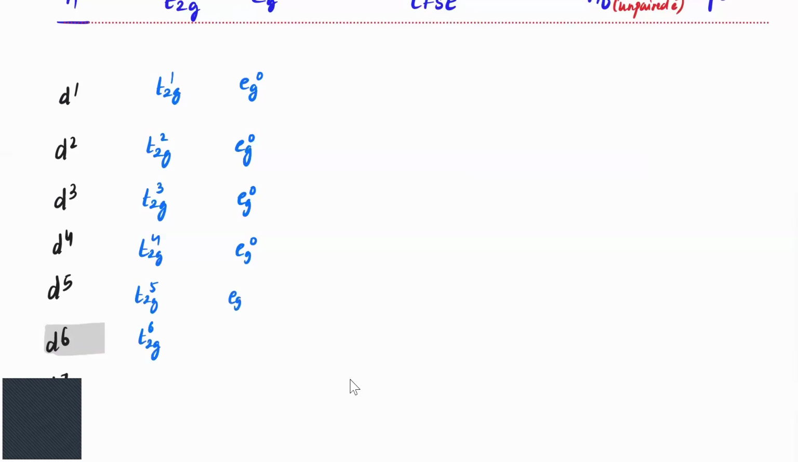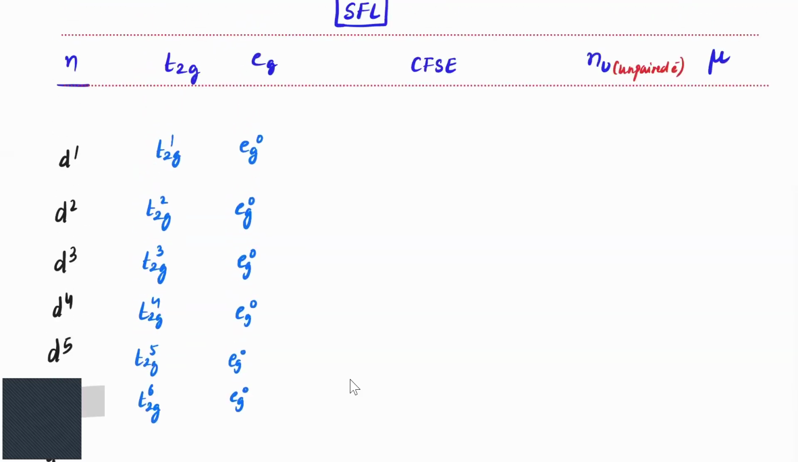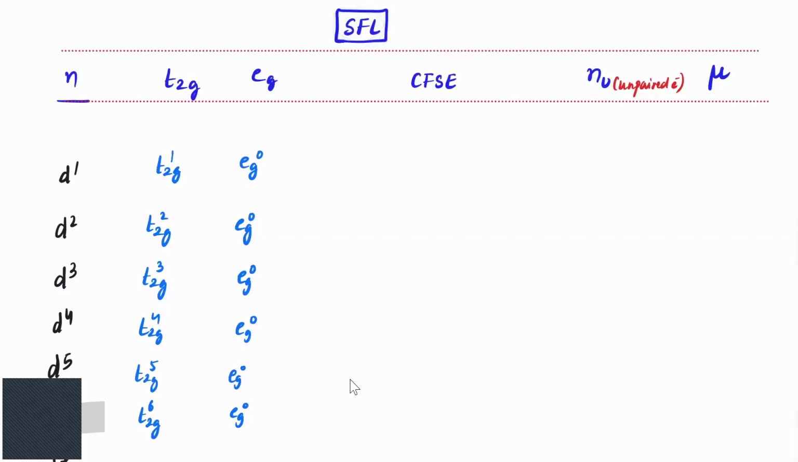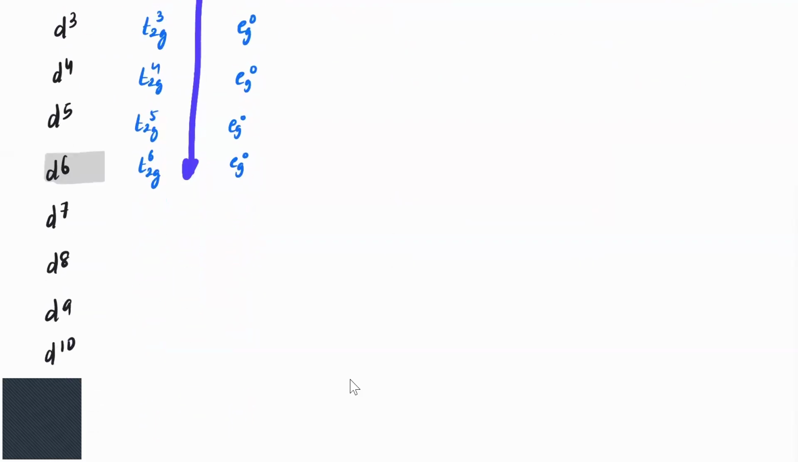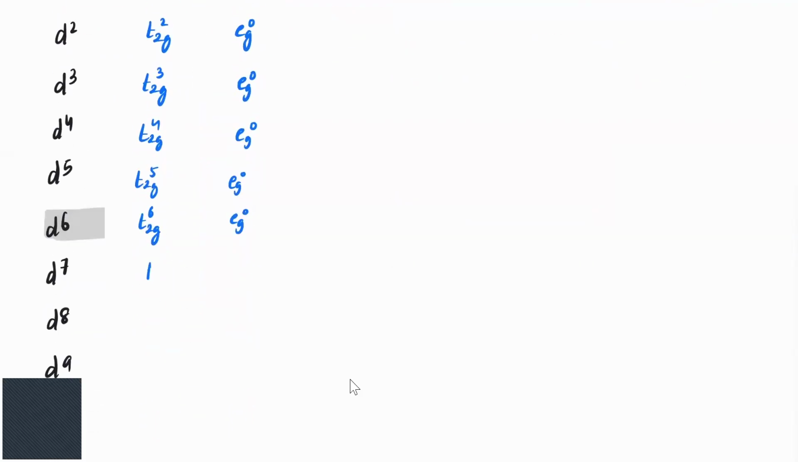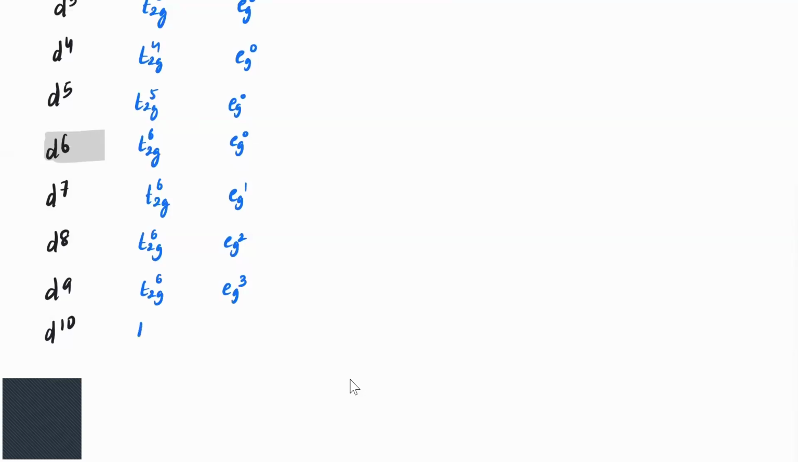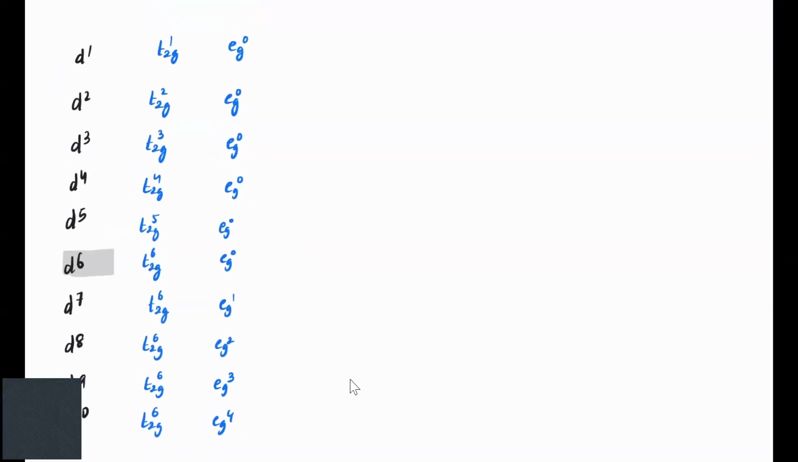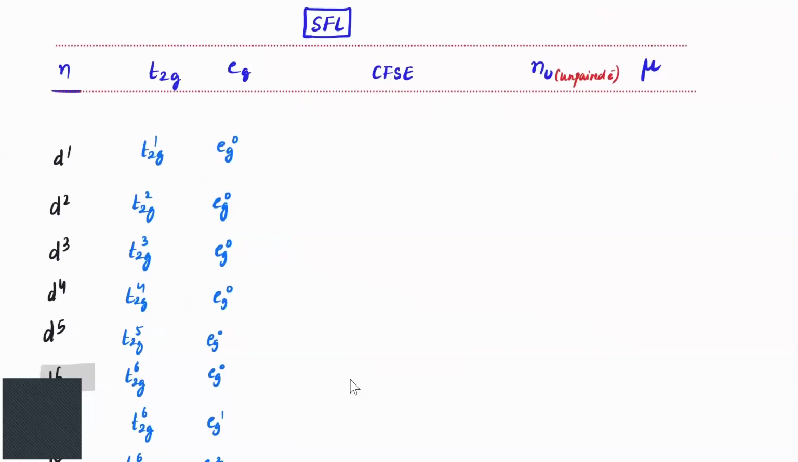Okay. Eg is still 0. Here also Eg is still 0. Up to this, you can notice because it is a strong field, it has completely filled the T2G. And only after filling T2G, that is when it will enter into Eg. So now it will go to Eg1, then T2G6, Eg2, T2G6, Eg3, and T2G6, Eg4. So that's how the pairing happens, everybody. Got it?